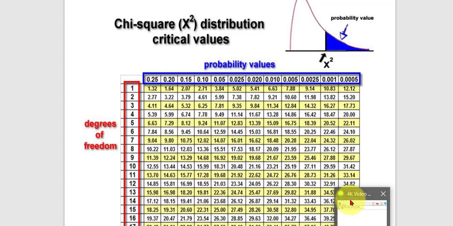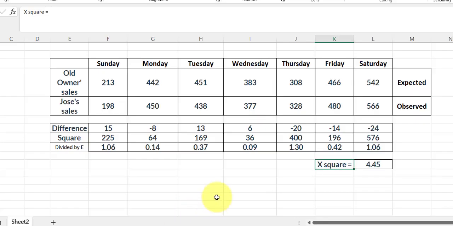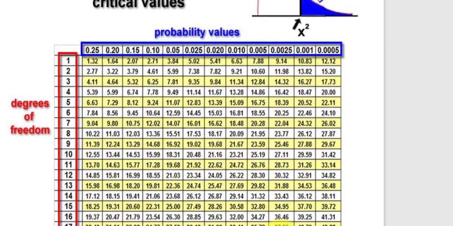And let it pop up. There it is. Okay, so this is us. So we got to look up the degrees of freedom. So who remembers degrees of freedom? What you do is you take the number of rows, and there's 2 rows, minus 1. Multiply by the number of columns, minus 1. So we got 2 rows minus 1 is 1. And we got 7 columns minus 1 is 6. So 1 times 6 is 6. So our degrees of freedom is 6. And our chi-squared is 4.45. Remember that. So we go to row 6, degrees of freedom 6.